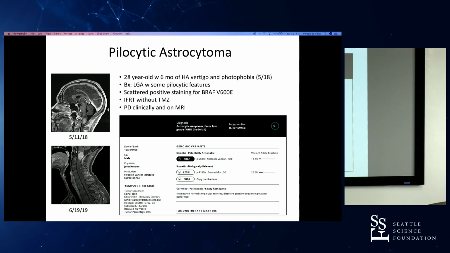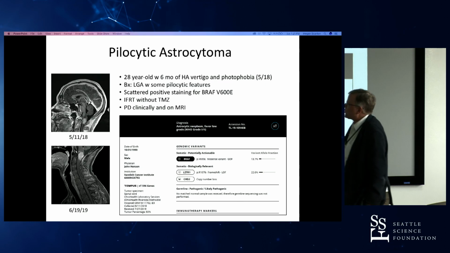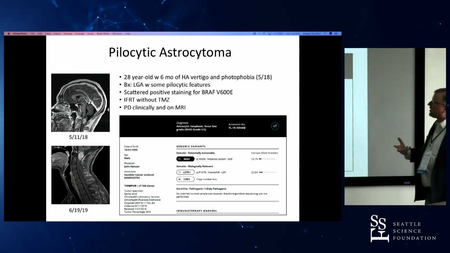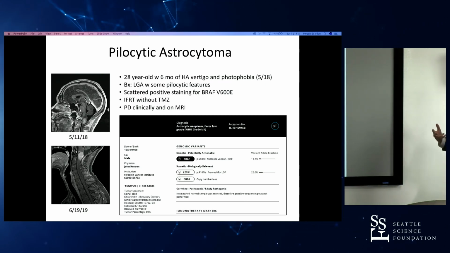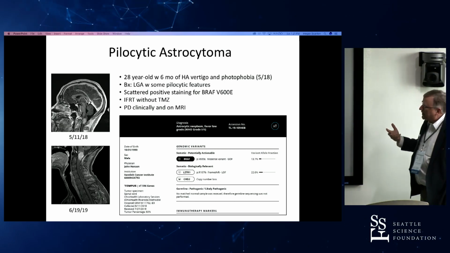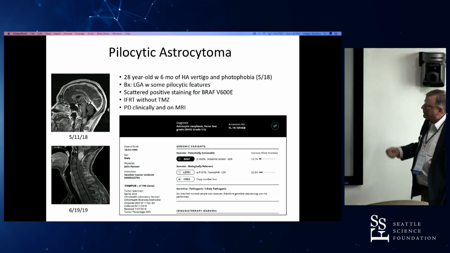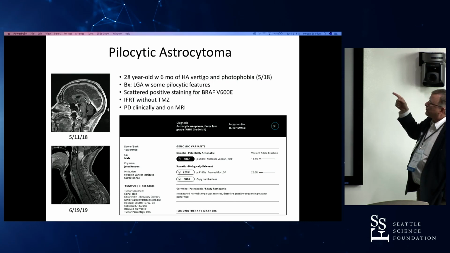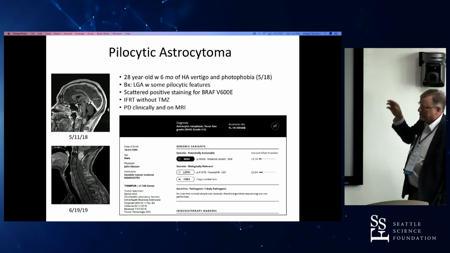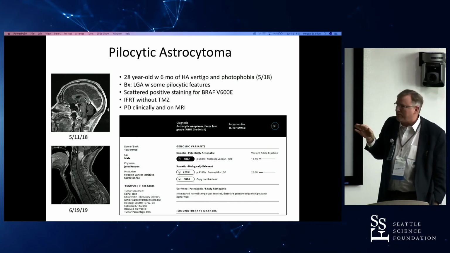This is what we saw back in the imaging. And so he clearly had progression despite radiation treatment of this presumed pilocytic astrocytoma. And he moved to the Seattle area and became our patient. And so we went through his records and noticed that there was this issue about a possible V600E mutation.